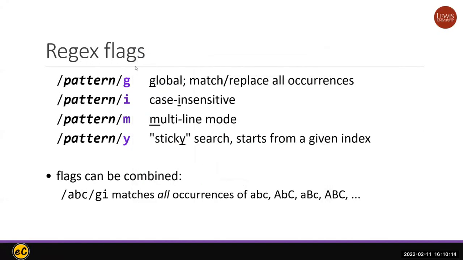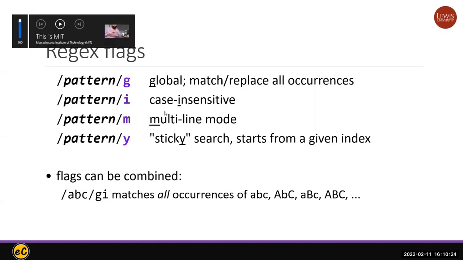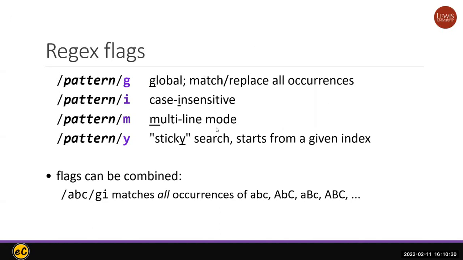Okay, regex flags. You have pattern g for global matching, which is to replace all. And you have case insensitive with i. And then m for multi-line mode; in non-multi-line mode it will not continue across the line boundary. y for sticky, start with a given index. So you can have ABC with g global and i for case insensitive, matching any occurrence.